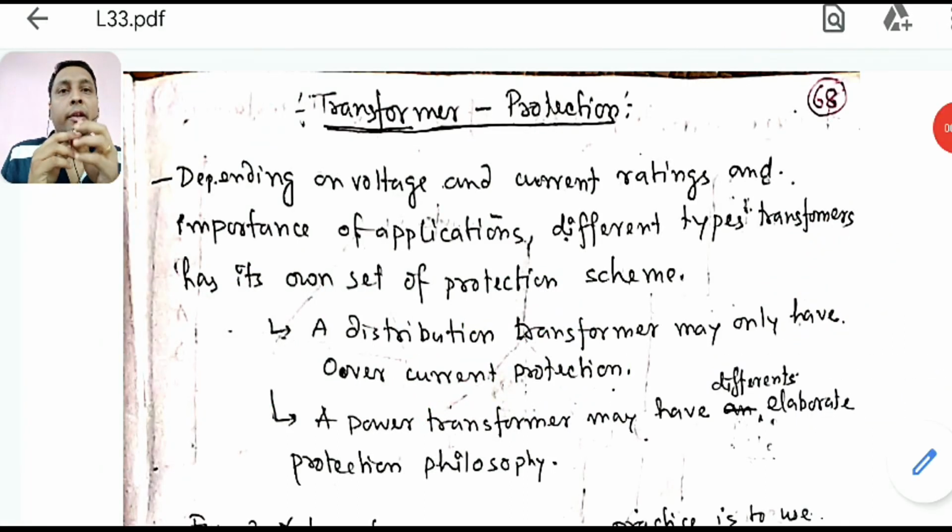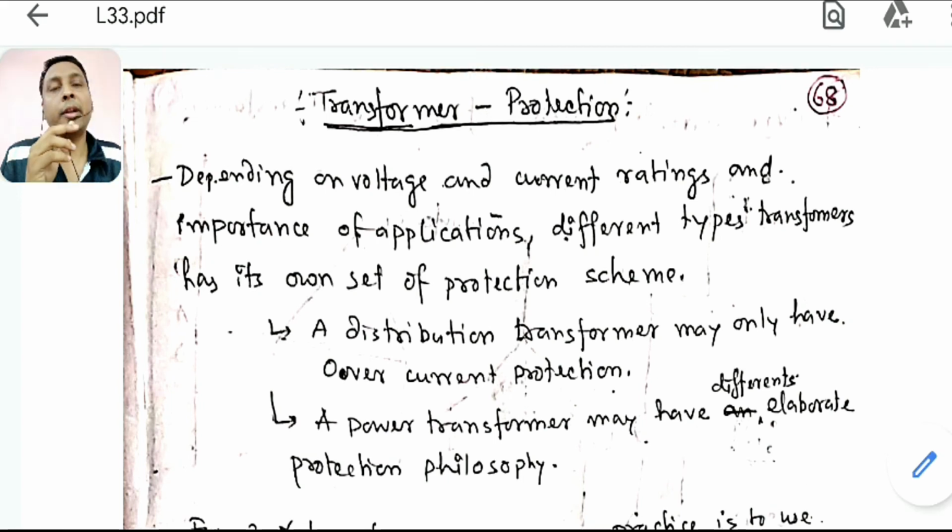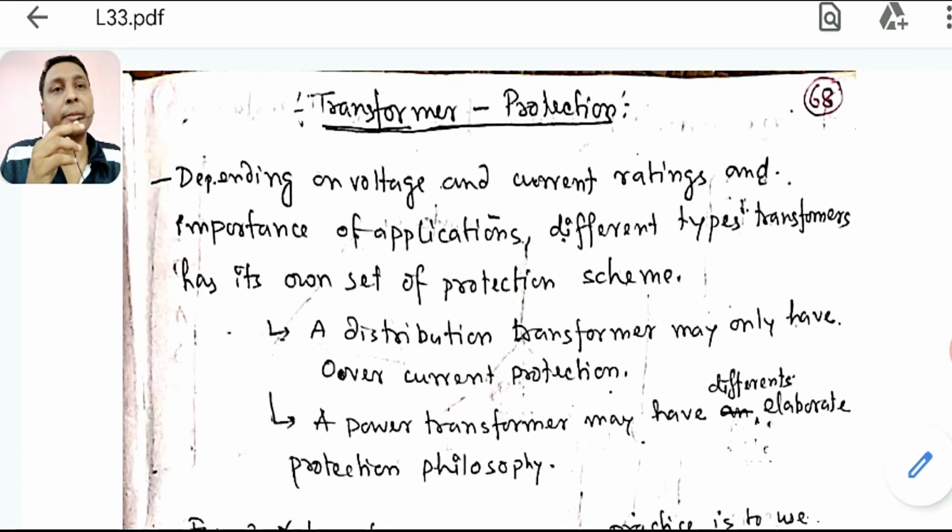Okay students, I welcome you all to lecture 33 of this switchgear protection series. So till now we have studied the idea of the differential protection scheme and the percentage bias differential protection scheme. So it's time to implement that idea. So for that we start the topic, that is transformer protection.